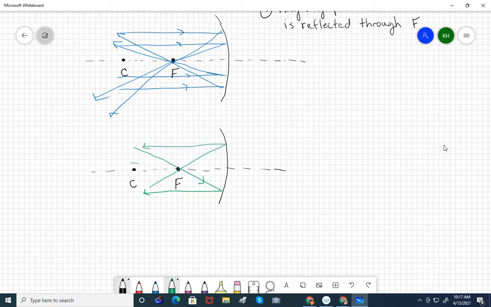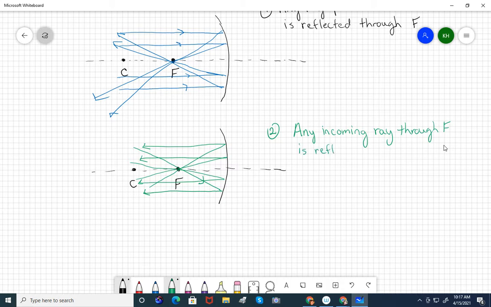So no matter at what angle, any ray coming in through point F will hit the mirror and reflect parallel. So, rule 2: any incoming ray through the focal point is reflected parallel to the axis.